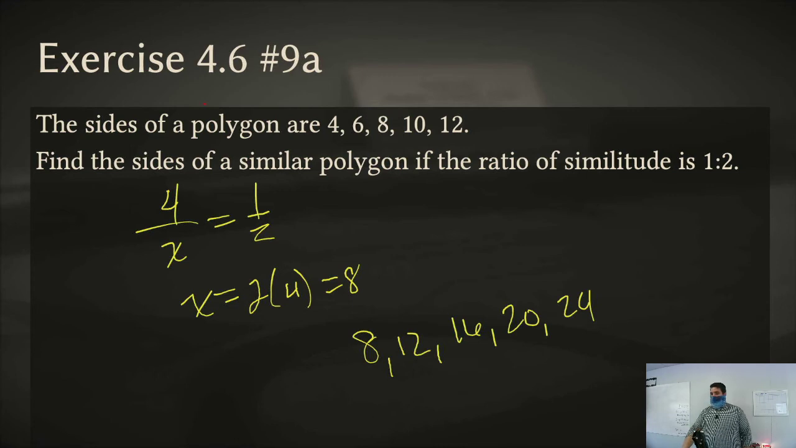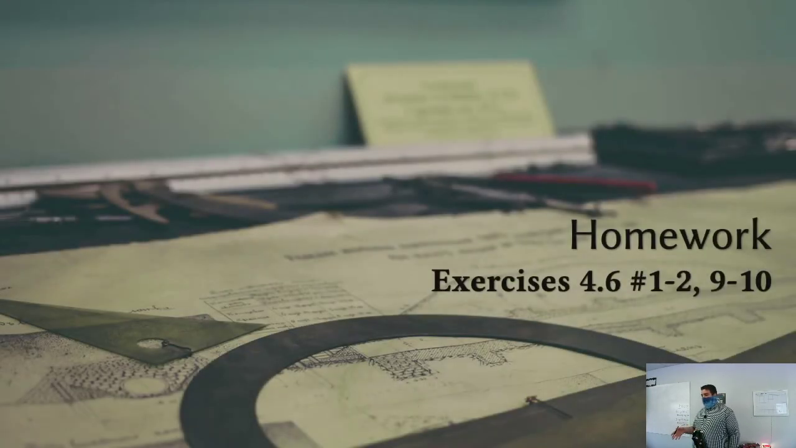All right, homework tonight. You guys will be doing numbers 1 and 2, as well as numbers 9 and 10. Again, the first one in number 9 has been done for you. We assume that the given is the first part of the ratio, so make sure you guys follow that pattern.